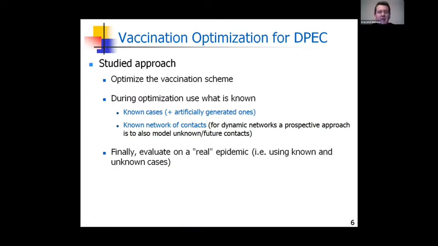The approach here is to optimize the vaccination scheme using what we know at the moment when we optimize. So we use the known cases or possibly also some artificially generated ones. We assume at the moment that the network of contacts is known and the optimizer works with this information. And of course, finally, the solution obtained using the optimizer is applied in this case to a real, of course, also simulated epidemic, which means using those cases which were known and those which were unknown to the optimizer.